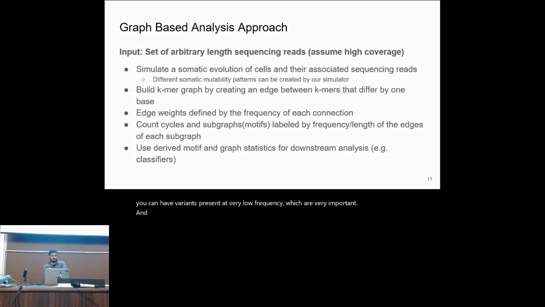And then we basically count these subgraph cycles and motifs, which we label by the frequency along each edge. And using these derived statistics, we can then say things about perhaps how the cell population is evolving, maybe if it's cancerous or precancerous or things like that.